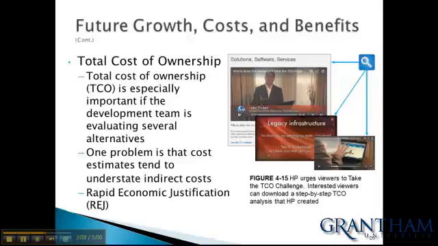You have to look at the total cost of ownership. It is especially important if the development team is evaluating several alternatives. One problem is that cost estimates tend to understate indirect costs and rapid economic justification.